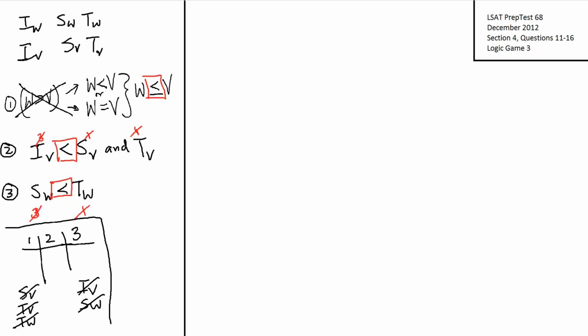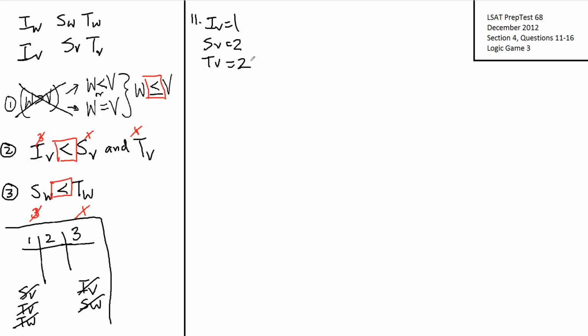It says if none of the clients has a voicemail target of 3 days, each of the following must be true except. Okay. So none of the voicemail targets are 3 days. So IV, SV, and TV are all either 2 or 1. And so we know immediately that this must be 1, and these must be 2. Why is that? Because of rule number 2, right? Rule number 2 tells us that IV is always less than SV and TV. So if these can't be 3, they must be 2, so that this strict less than can be enforced, right? So let's actually write it out this way. IV has to be 1 because SV and TV both have to be 2.